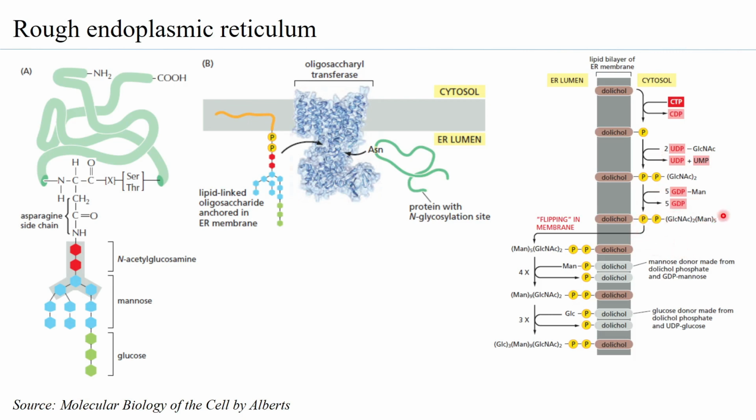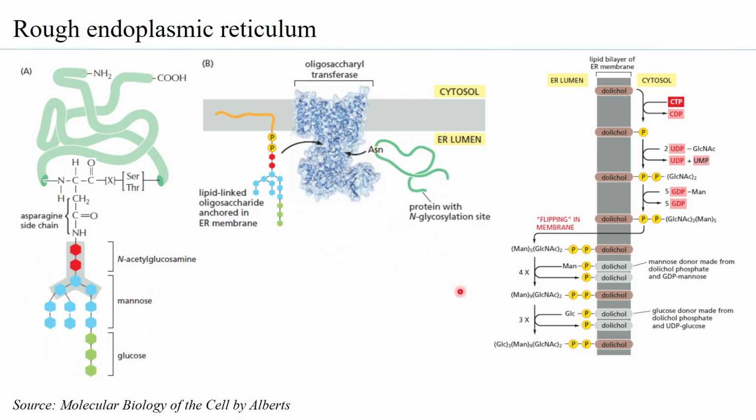Now, when you have this assembled oligosaccharide, there is a flippase present in the ER membrane that flips it inside. So now the sugar moiety is present inside the ER lumen. Once it is inside the ER lumen, more enzymes there will add 4 more mannoses, and after that, 3 more glucose are added to form this final oligosaccharide unit. And as a whole, this oligosaccharide unit is transferred to a protein.